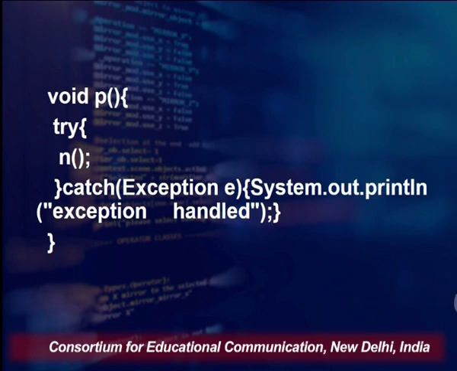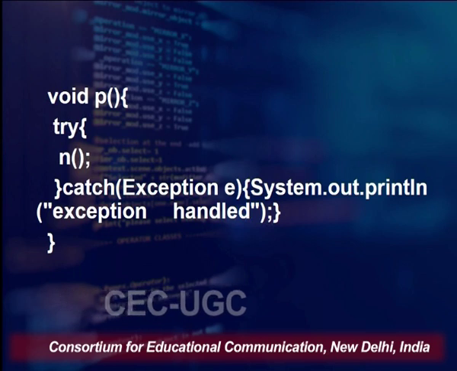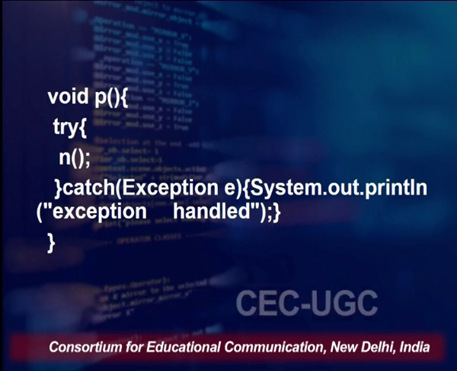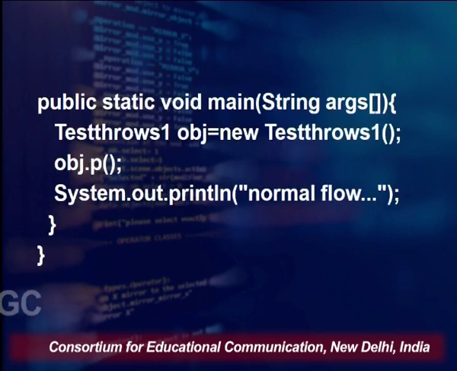And within this p we have a try catch mechanism. We have a try code, then we have a catch code. This catch exception e is handled here by one simple statement, System.out.println, that the exception is being handled. Within this we have written m, then n, then the method p. Till this point we have not written any driver code here, which means we do not have a main method.